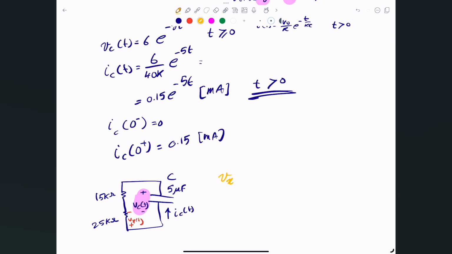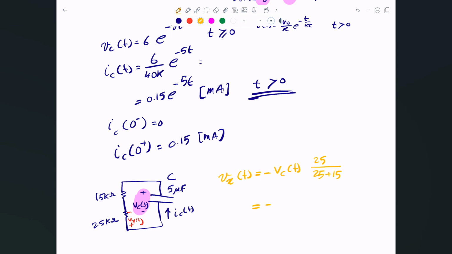So Vx(t) is simply negative Vc(t) times 25 divided by 25 plus 15. That's just basic voltage division. It just happens to be that the voltage in here is a function of time instead of being just 5 volts or 6 volts or whatever it is. So all we have to do is substitute. The negative sign is because this is positive and this is negative, and I'm looking for the negative-positive in here. That's why we have negative.